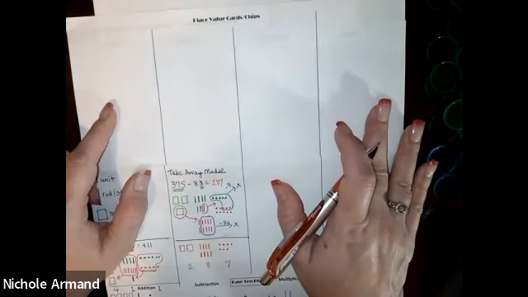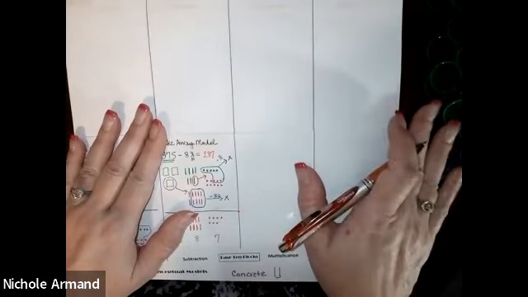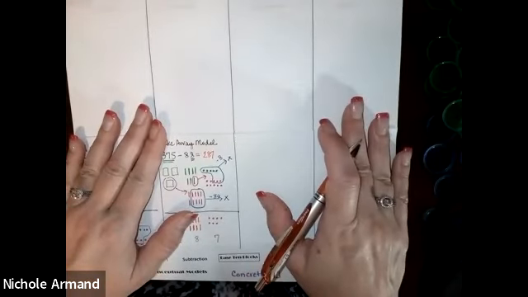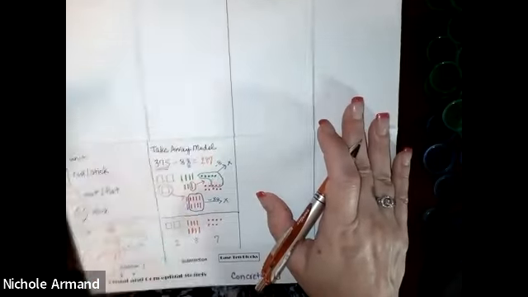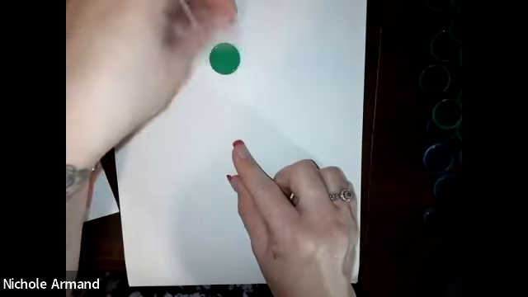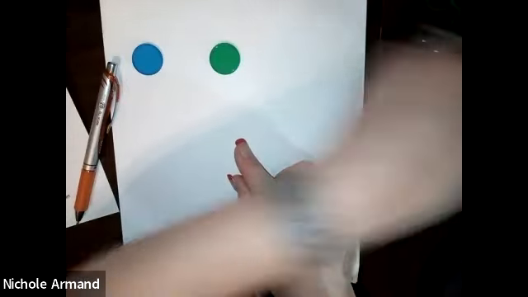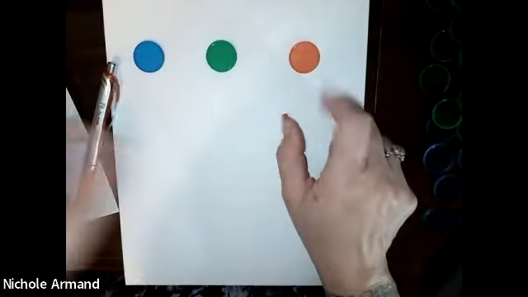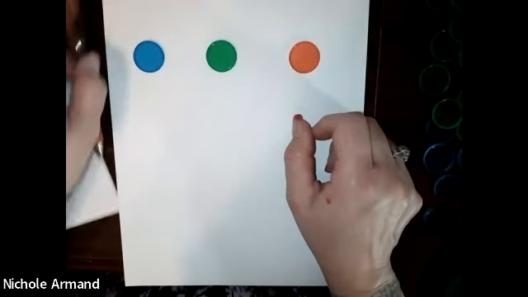And so the difference here is that when we start using chips, suppose this blue chip represents hundreds, this green chip represents tens, and this orange chip represents ones.